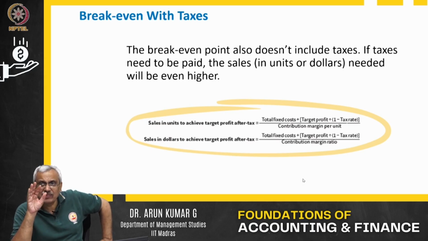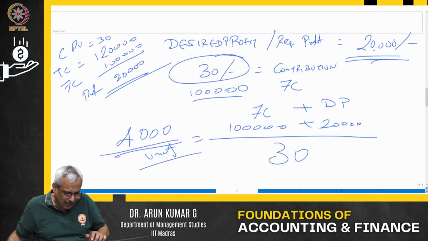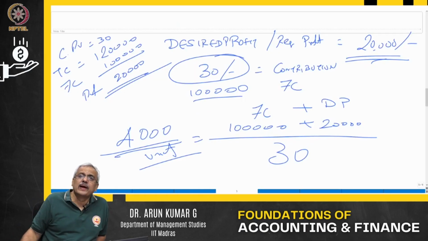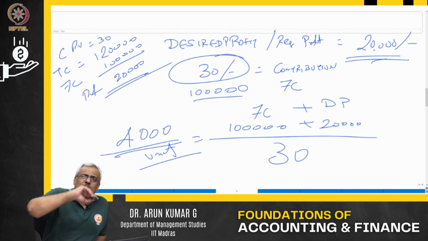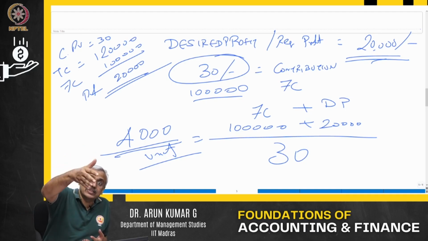The break even does not include taxes, but taxes can also be paid. The sales needed will have to be even higher to earn a profit of 20,000. Let me go back to the earlier case, where I said $20,000. Imagine on this 20,000 you have to pay 30% tax. Then what is your net gain? 20,000 minus 30%, that is 6,000 rupees gone, and you will get only 14,000. Whereas your target profit was 20,000.